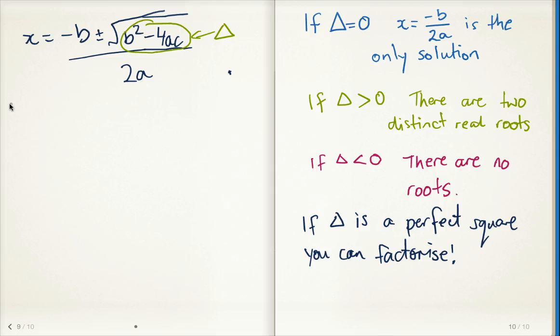Alright, so let's have a look at three different functions, and we're going to use the discriminant to help us work out if there's only one solution, if there are two roots, or if there are no roots. The first one we look at is 2x squared minus 2x plus 3 equals 0. So that should be a minus.